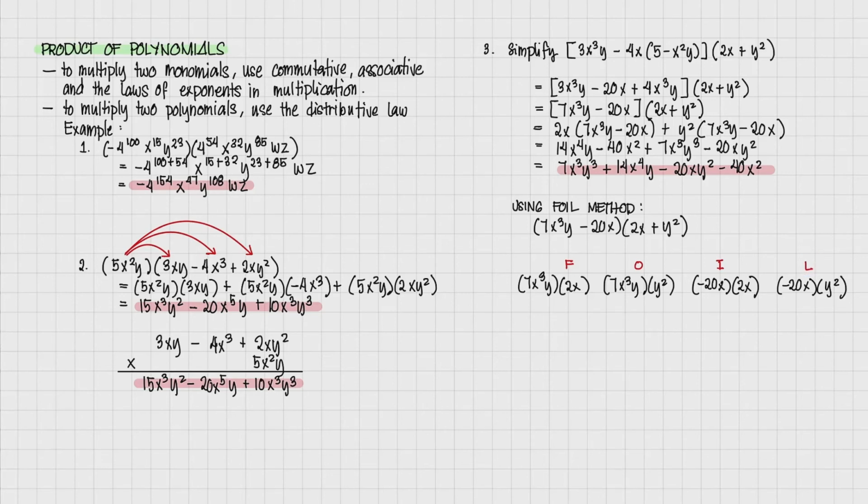Tapos, simplify lang natin ito further. So, you'd get 14x raised to 4 times y, 7x raised to 3 times y raised to 3, negative 4 times x squared, negative 20 times x times y squared. And that's the final answer. So, lagyan lang natin ito, positive. This is positive. This is positive. So, let me highlight that.